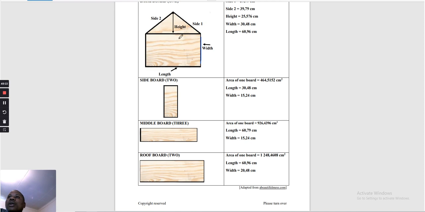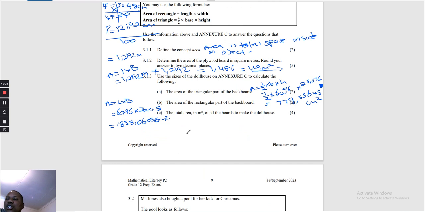So at the back, we already have this. We've calculated the area of this triangle and the area of this rectangle, of which we only need one board for those two. So the total area, we're going to start by this, is equal to, let me open the bracket, 1,858,0605 centimeters squared plus the area of that triangle, which is 779,5 centimeters squared. All right, so we have the back. Okay, so we're going to say plus.